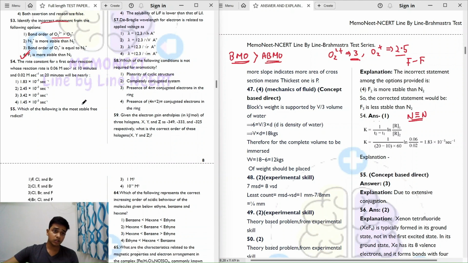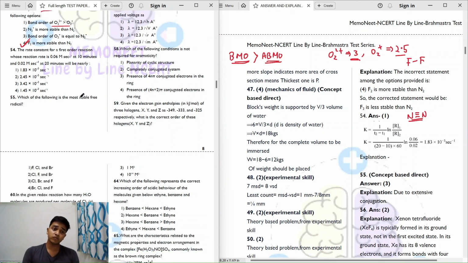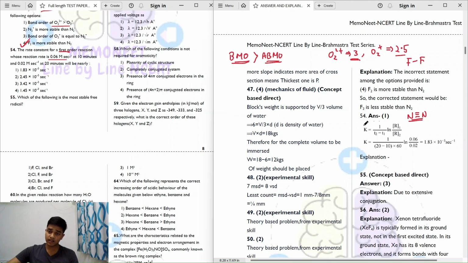Moving on to the next question. The question says the rate constant for a first order reaction whose reaction rate is 0.06 at 10 minutes and 0.02 at 20 minutes will be nearly. We are given a first order reaction, and we have to find the rate constant for that. Using the rate equation, the rate constant is equal to 1 divided by the difference in time, times ln R1 upon R2, which is the concentration of the reactant initially divided by that in the final state.